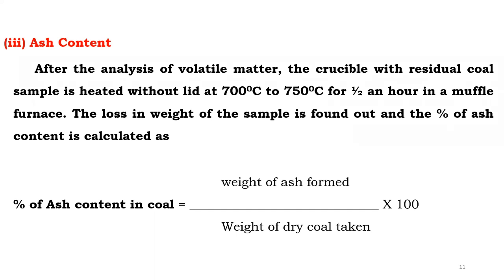Now, in the third step, the same sample which we kept in the first step in a hot air oven for 1 hour, then we took to 950 to 970 degrees centigrade and kept for 7 minutes with the cap on. And the same sample, we then keep at 700 to 750 degrees centigrade, with the cap open, for half an hour in a muffle furnace. So that means all the carbon. So generally the carbon.